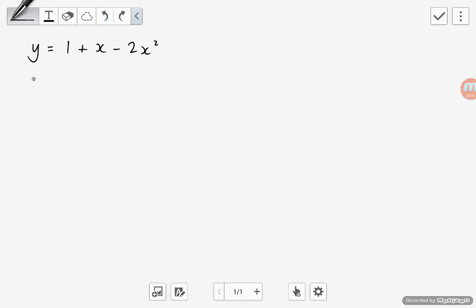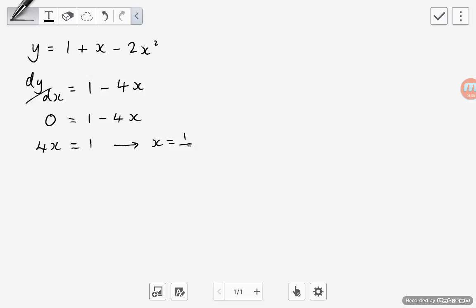So the first thing we do is we get the gradient function. So we find dy by dx. Now this is 1 minus 4x. Now remember, at the top or the bottom of the curve, where the tangent meets it, the gradient will be 0. So if we set the gradient to 0, we have an equation that we can solve. And we rearrange this equation to get that, which means that x equals a quarter.